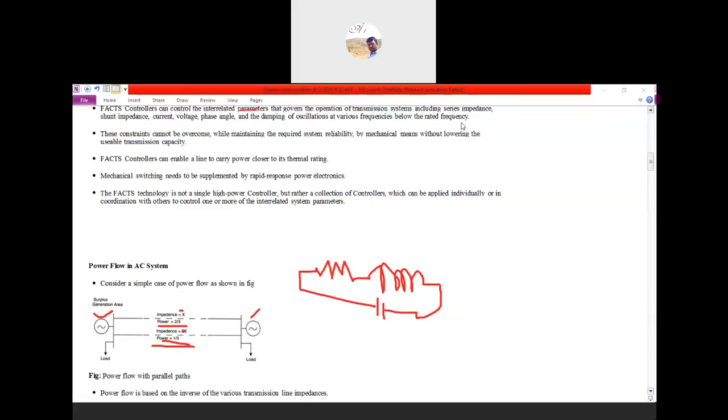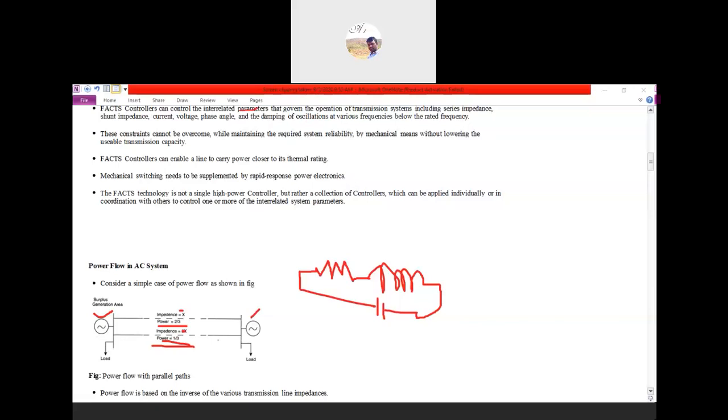Good morning to all. So coming to this session, here are the FACTS devices. While considering the FACTS devices in a transmission line network, here we are considering a network having two generators, both connected to each other, and giving the power to the load. Here the transmission lines are connected in parallel.